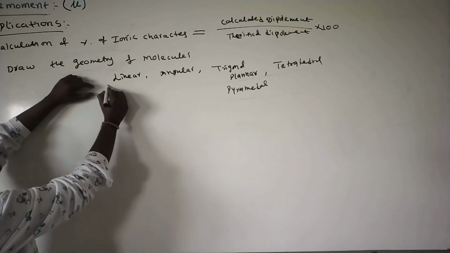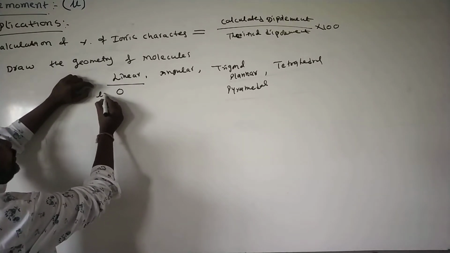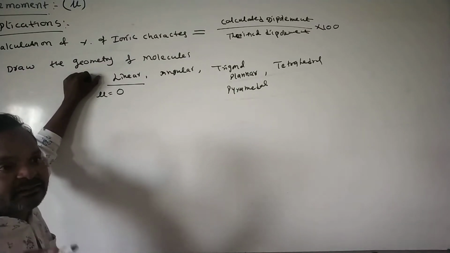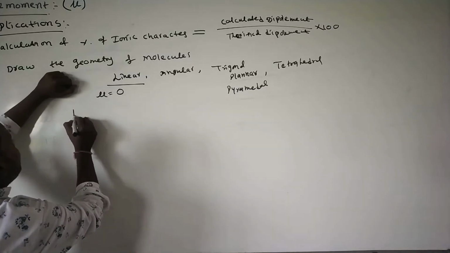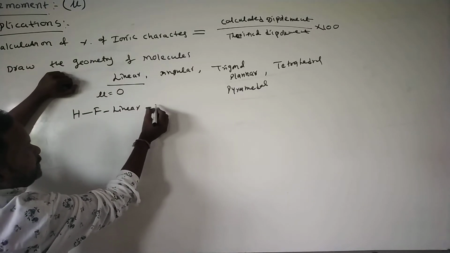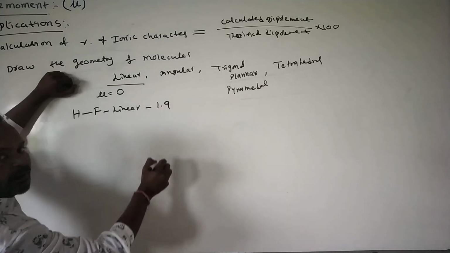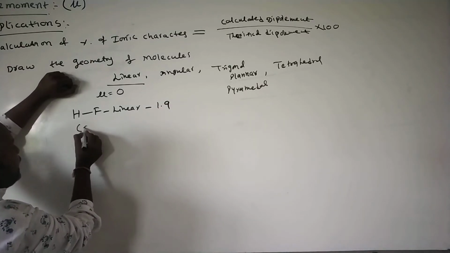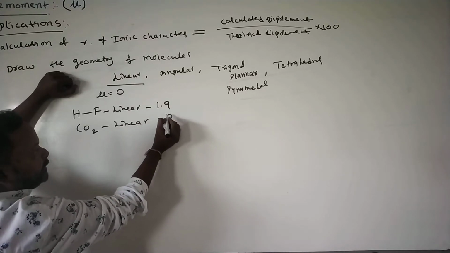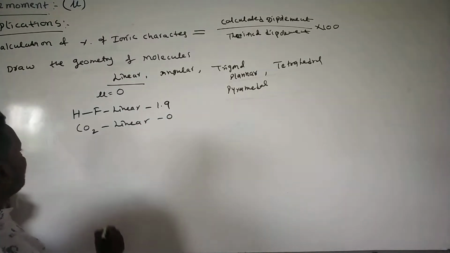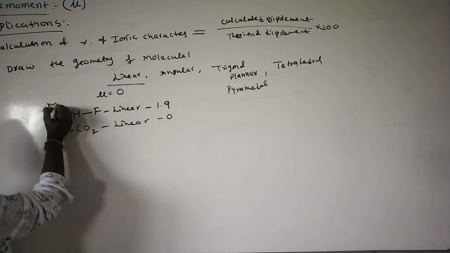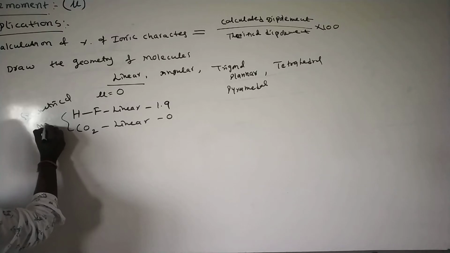Which have zero dipole moment? Mu equal to 0 means maximum linear. But some exceptional cases are there. HF is a linear structure, but the dipole moment is 1.9 debye. Carbon dioxide is a linear molecule, dipole moment is 0. Carbon dioxide, these are both symmetrical molecules.